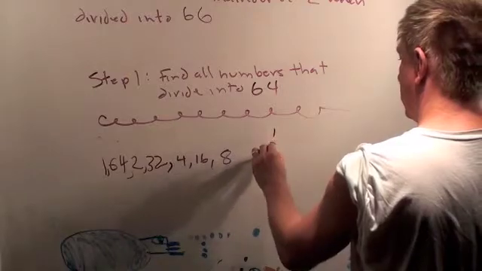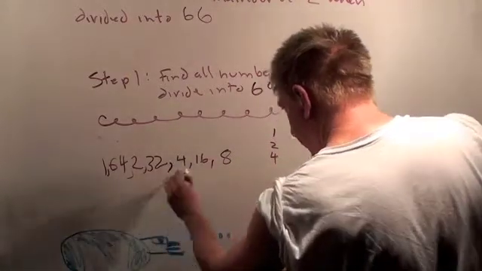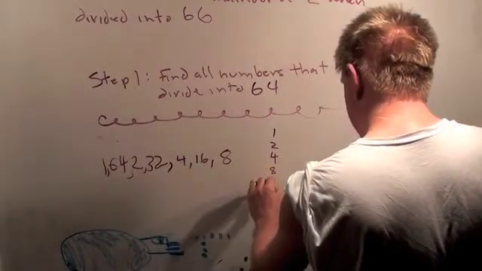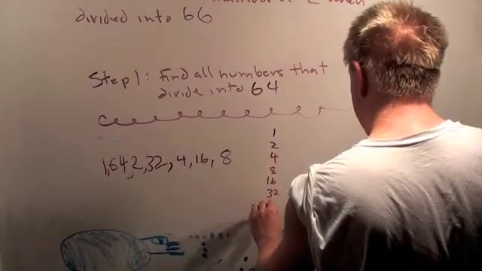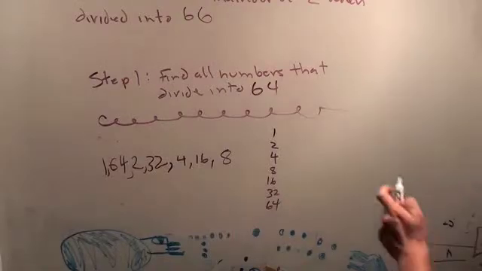We have 1, 2, 4. I'm going to write them in order. 1, 2, 4, 8, 16, 32, and 64. Those are the numbers in order. Now, which one of those are going to leave a remainder of 2 when they go into 66?